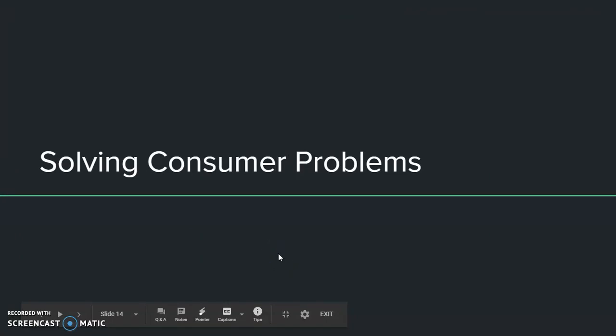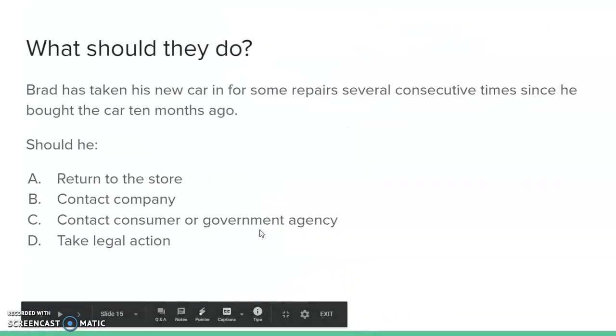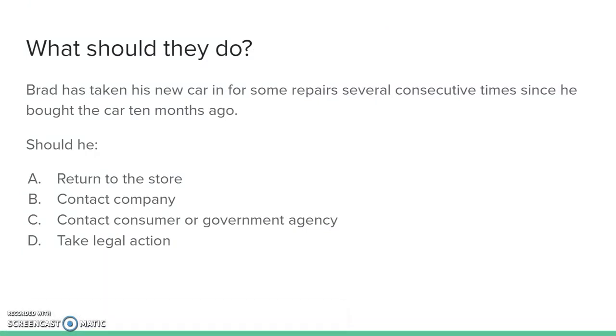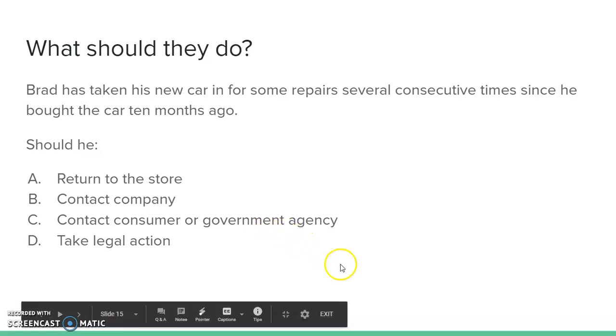Now, if you are in a situation where a fraudulent act has taken place and you have been the victim of it, there are some avenues that you can take to resurrect the situation. So let's take a look at some fictional scenarios. What should they do? Brad has taken his new car in for some repairs several consecutive times since he bought the car 10 months ago. What should he do? What action is available to him to best resolve his issue?